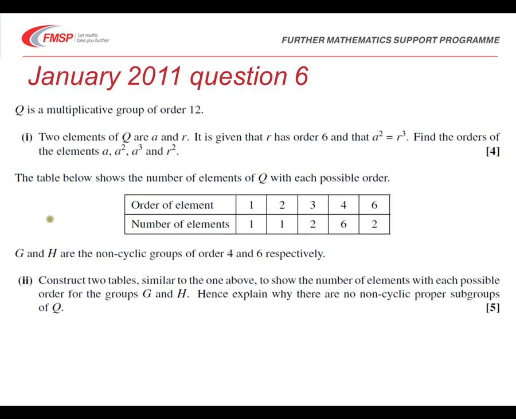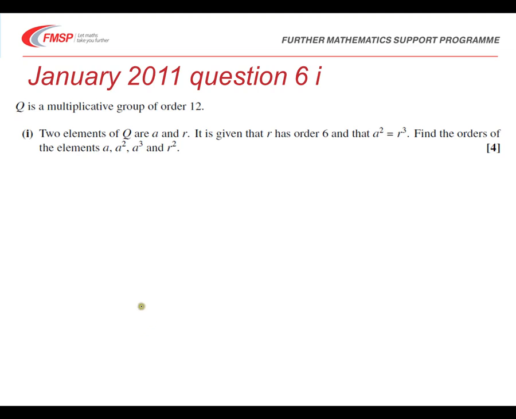You're then, in the second part, given the table with the order of each of the elements, told that G and H are non-cyclic groups of order 4 and 6 respectively, and asked to construct two tables similar to the one above, showing the number of elements with each possible order for the groups G and H, hence explain why there are no non-cyclic proper subgroups of Q. So this first part here is really just looking at orders of elements, and it's the second part when we're going to get into the whole subgroup and cyclic nature. So let's start with the first part then.